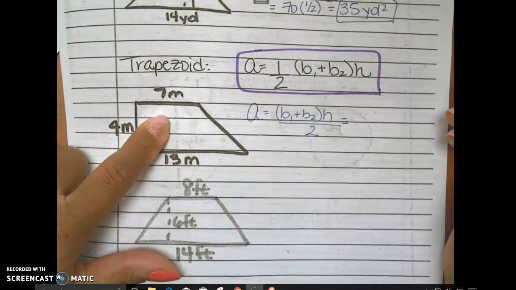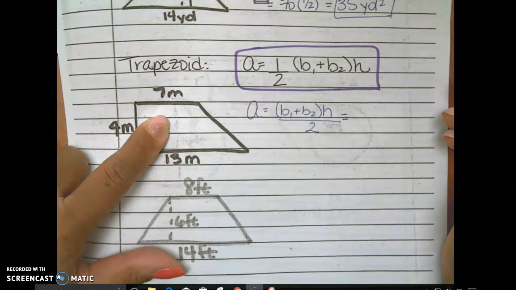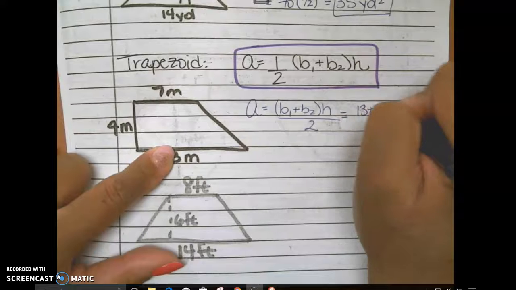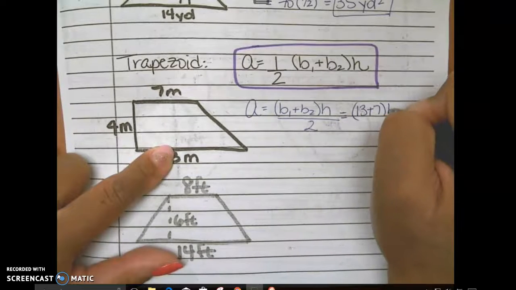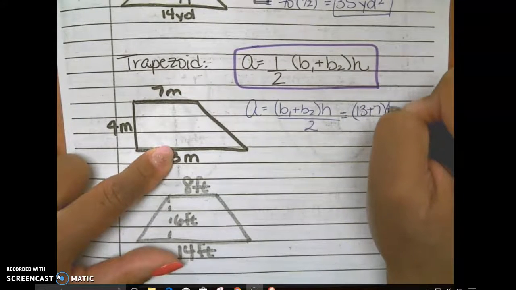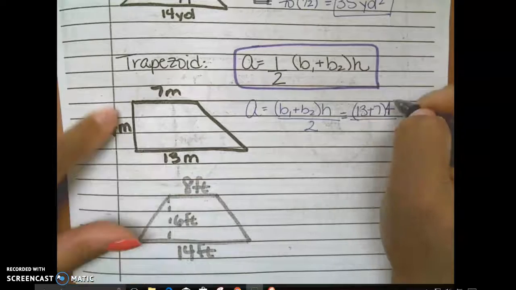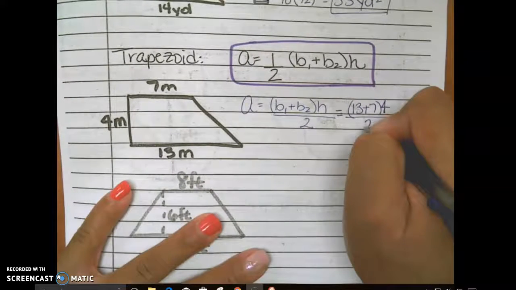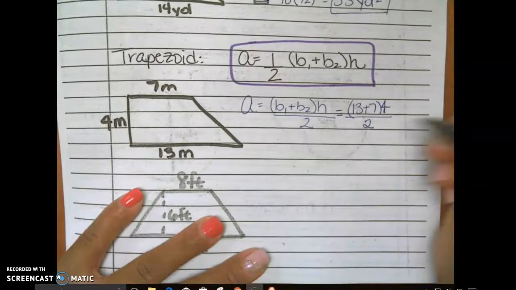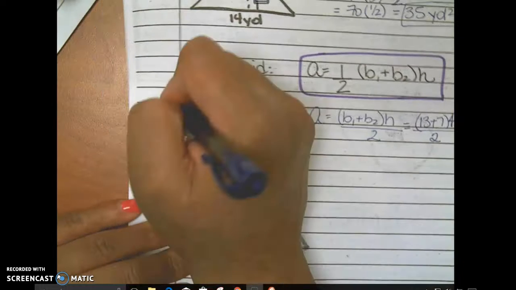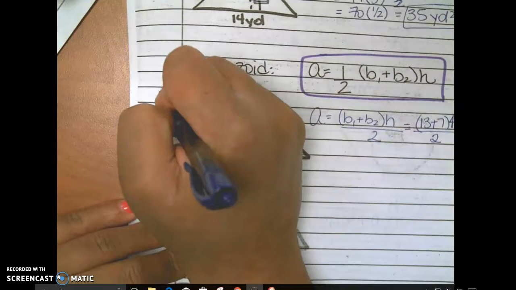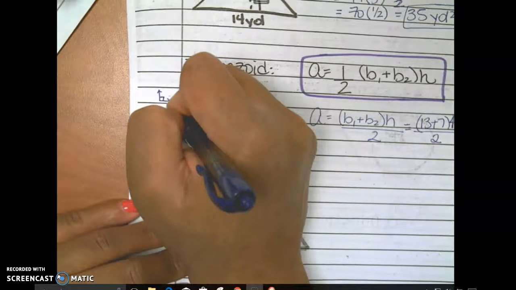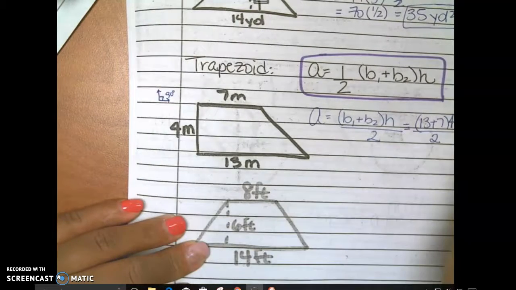So what's my base 1 and base 2? 7 and 13. The order doesn't matter. I could do 13 plus 7. I could do 7 plus 13. I will still get what? 20. 4 is my height. That is perpendicular to my base. And then I am dividing by 2. What does perpendicular mean? It makes a 90-degree angle. Not side by side, 90 degrees.